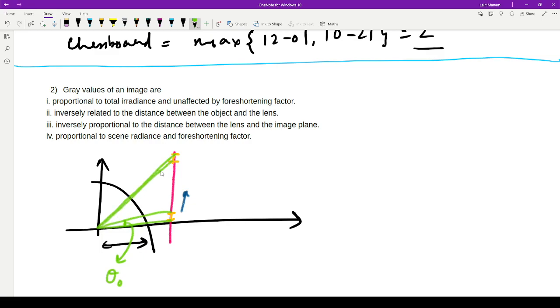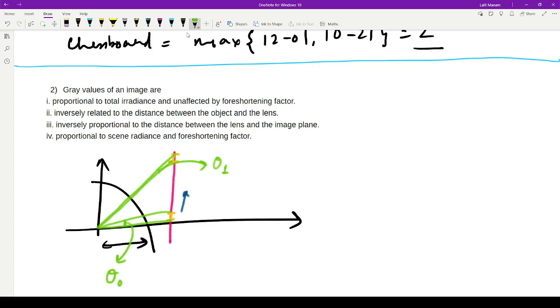Did it reduce? Yes, sir. So did it reduce, right? So if it goes to infinity, then how will it look? A projected angle? The angle should be 0. Yeah, the angle will tend to zero.